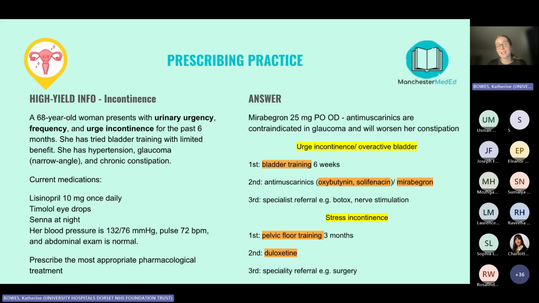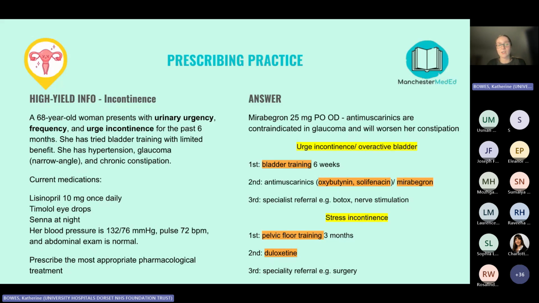Well, if she had any dysuria, you might want to consider doing a urine MC&S, sending that to the lab. You wouldn't want to miss a UTI. Does anyone know why I wouldn't dip this lady's urine? Can anyone pop that in the chat just as an extra? Have a think and see if you can let us all know.